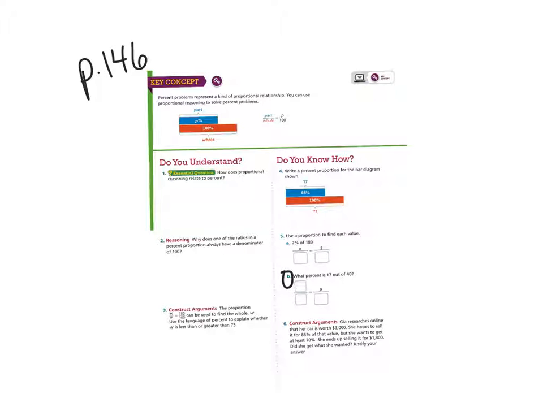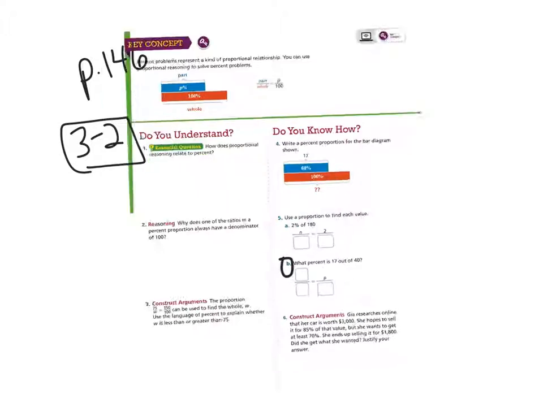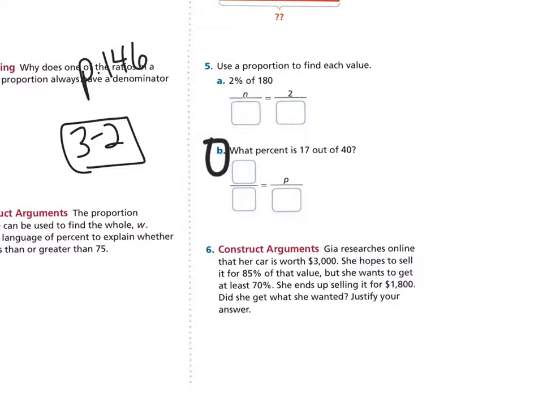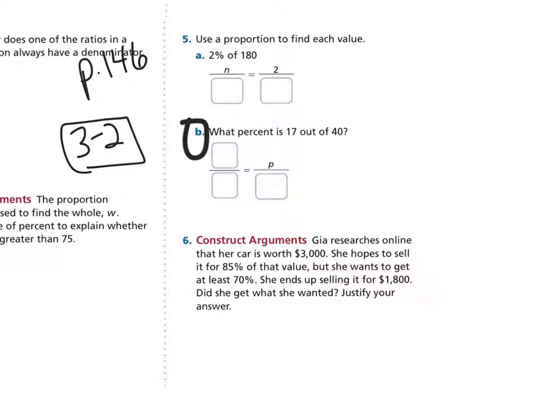Continuing lesson 3-2 on connecting percent and proportion. If you look at the Do You Know How, page 146, number 5B, it says what percent is 17 out of 40?